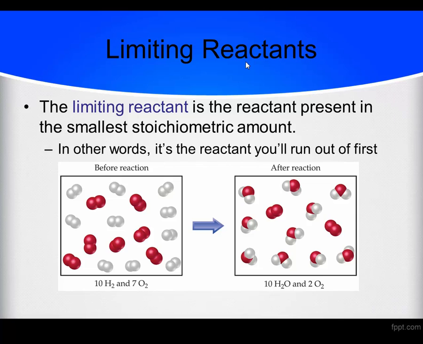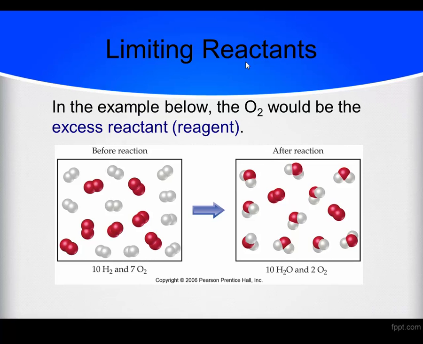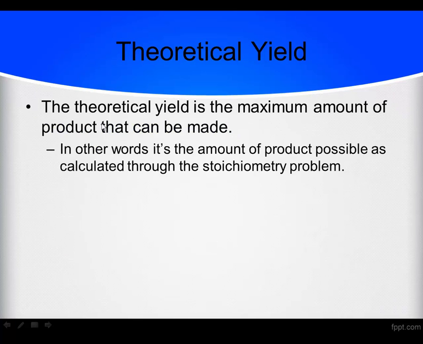Hydrogen's my limiting reactant. And then there's another term, excess reactants. Excess reactants is a reactant that you've got plenty of or more than enough of. I'm not even going to ask you guys which one we have excess of, right? That'd be a silly question. The other key term we've got here is theoretical yield. A theoretical yield is going to be the maximum amount of product that can be made.